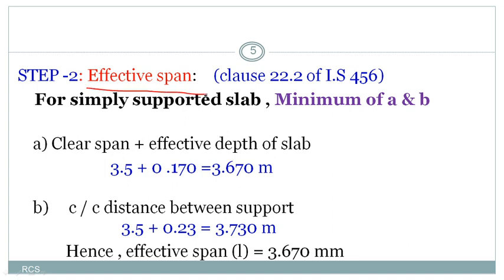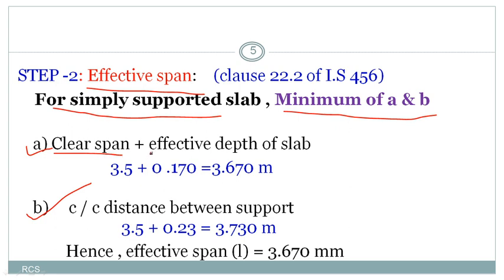As it is a simply supported slab, we have to calculate the effective span along the shorter direction only, because we are providing the main reinforcement along the shorter direction, as we get the maximum bending moment along the shorter direction. For a simply supported slab, the minimum of A and B is taken. The first criterion A is clear span plus effective depth of the slab.